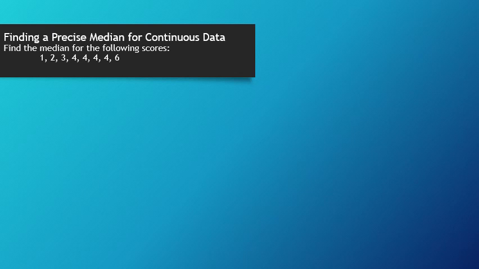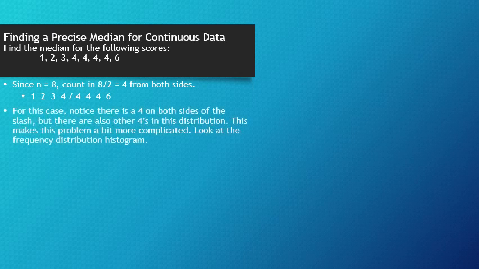Let's talk about finding a precise median for continuous data. So let's find the median for these scores. First off, we have to make sure they're in order, which they are. Next step is we count how many scores we have. There's 8. That's an even number of scores. So we take 8 divided in half and we get 4. So we're going to count in 4 from both sides and place our slash mark. For this case, notice that there's a 4 on both sides of the slash, but there's also other 4s in the distribution. This makes this problem a bit more complicated.